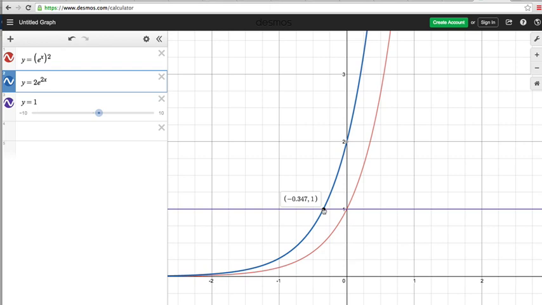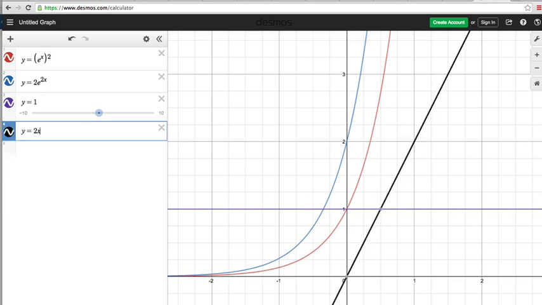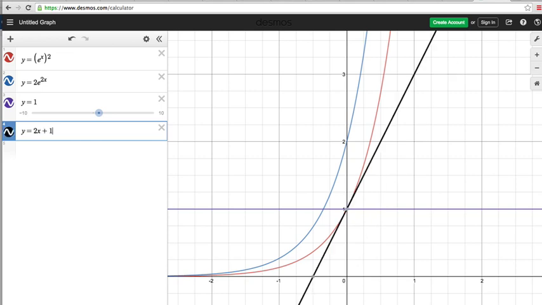So next, let me put in the equation of the line tangent to the graph at the point x equals 0, y equal f of 0. And we found that to be y equals 2x plus 1. And sure enough, that's the black graph that you see right here, and it looks like it's tangent to our original graph at the point 0, 1.